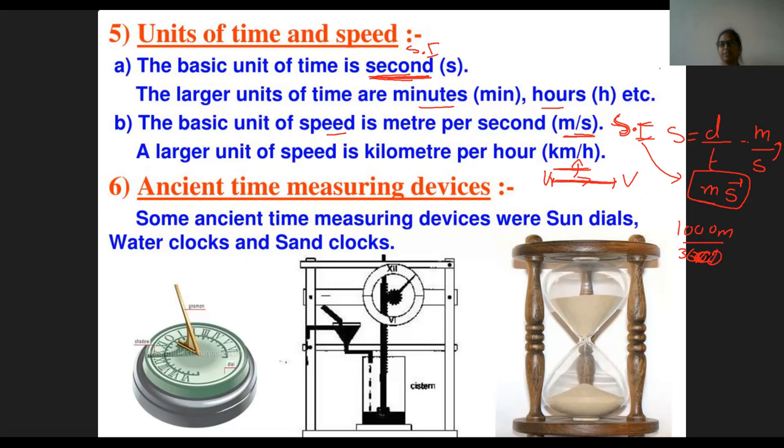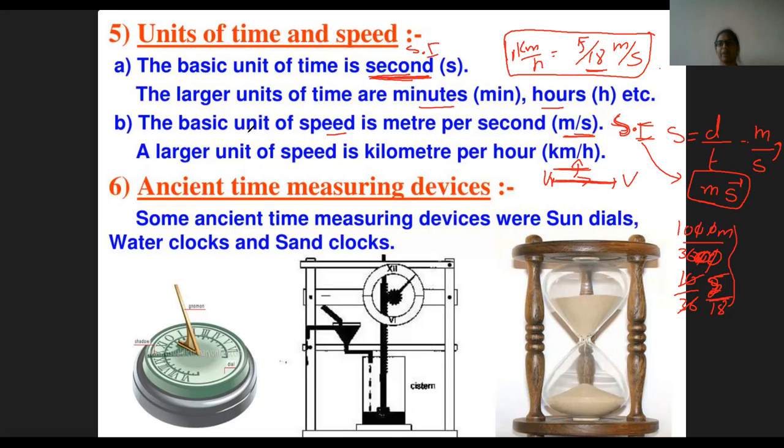or 3600. You can cancel the zeros here and here. What remains? 10 by 36. Cancelling, 2 fives and 2 eighteens, so it becomes 5 by 18. That means 1 kilometer per hour is equal to 5 by 18 meter per second. Please remember this relation. When you solve problems, it is helpful. Instead of solving all this, you can directly remember 5 by 18 meters per second.